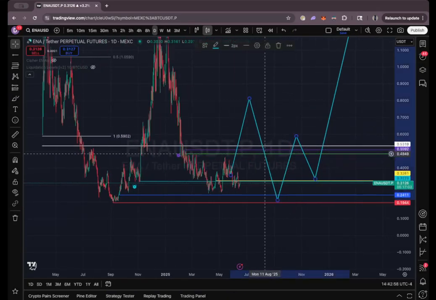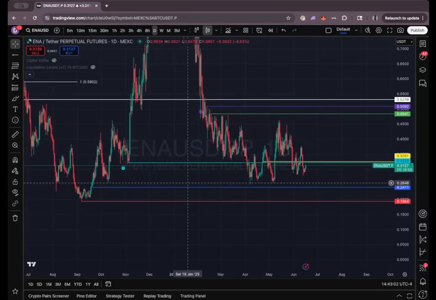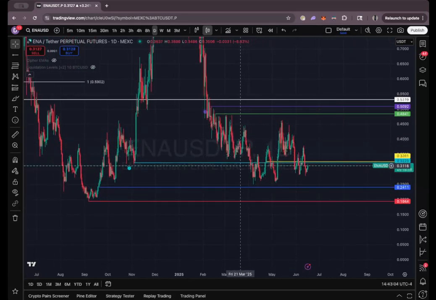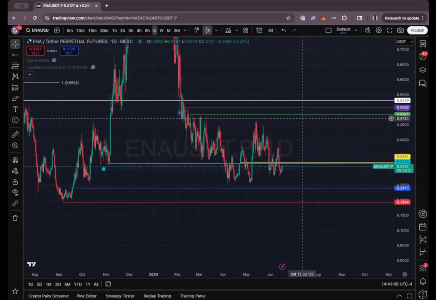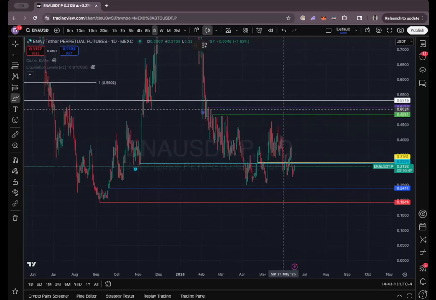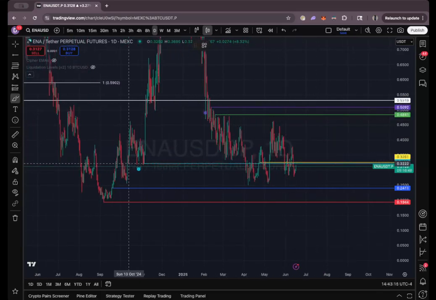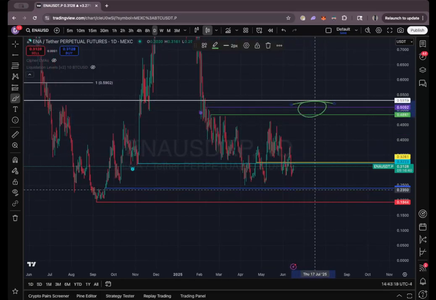ENA, I'm going to clean this up actually. ENA is not valid. My previous ENA is not valid. One of the things I do not like about ENA's range is how wick heavy it is and how much ERL liquidity is built up on both sides. I would almost say, think of it this way. This is the range high right now. This is the range low.